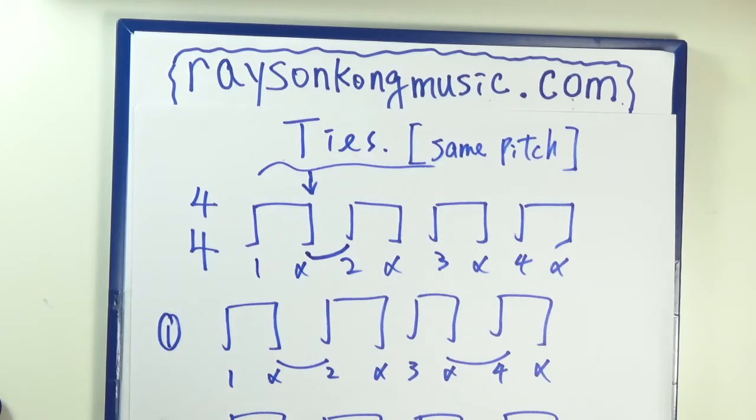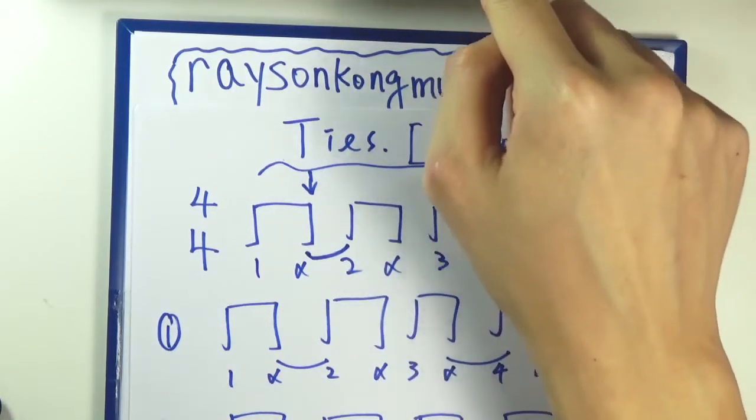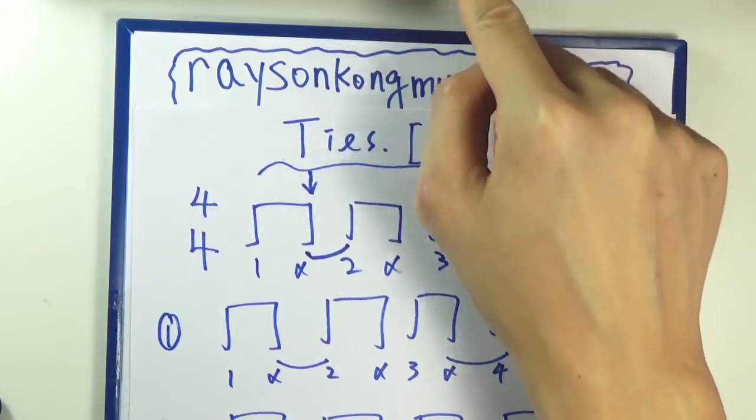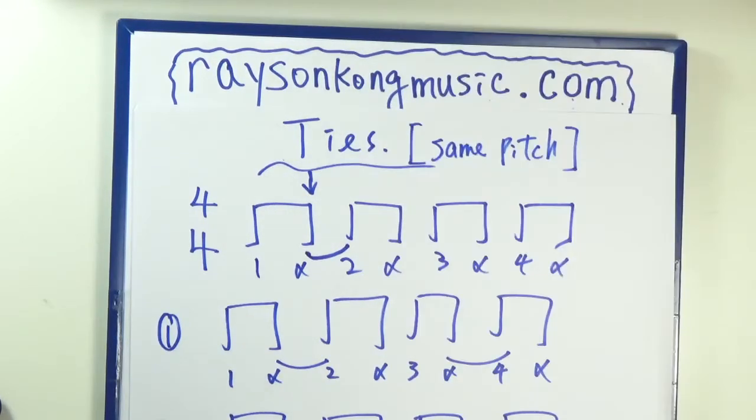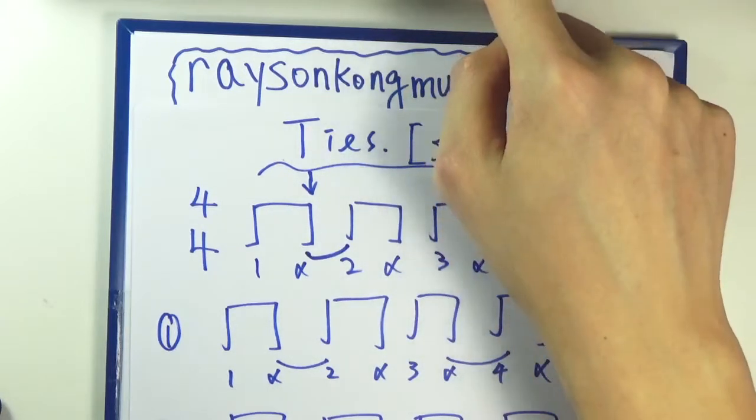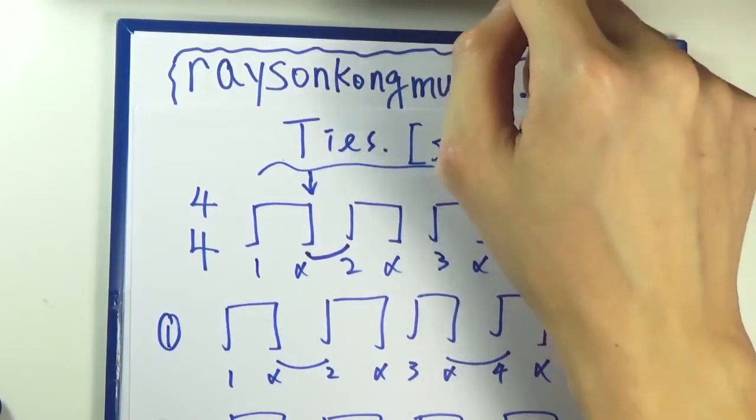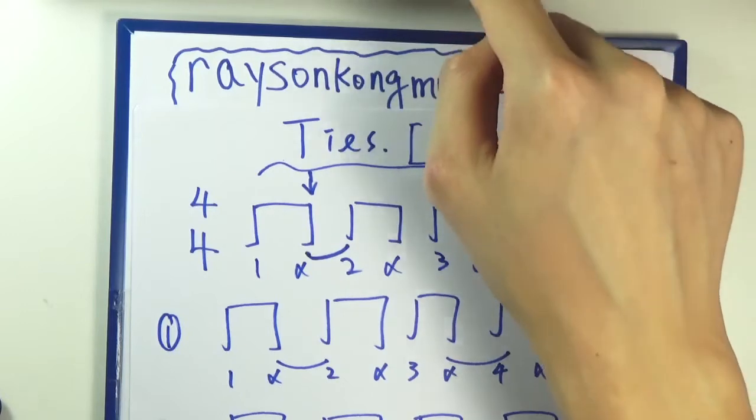So right now the rhythm would become something like this. Instead of 1 and 2 and 3 and 4 and 1 and 2 and 3 and 4 and, it would become something like 1 and 2 and 3 and 4 and 1 and 2 and 3 and 4 and.